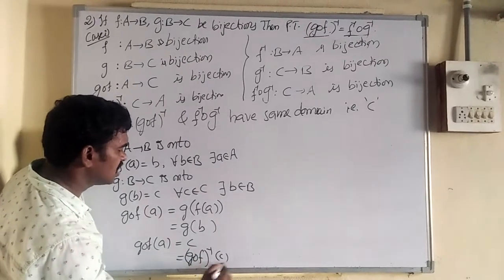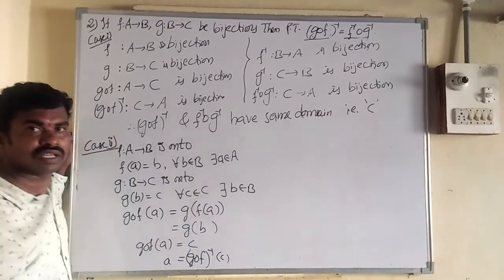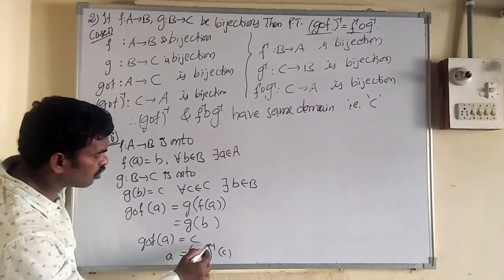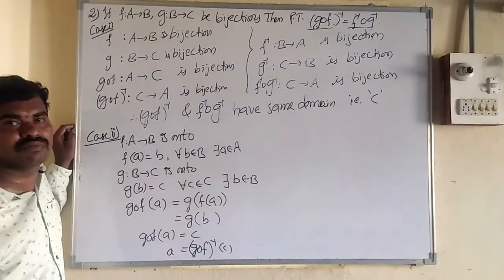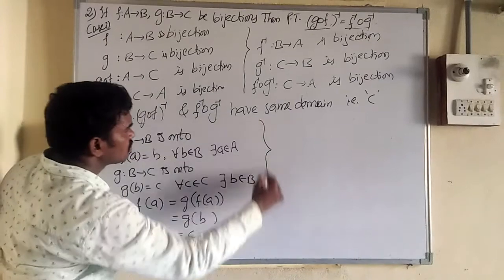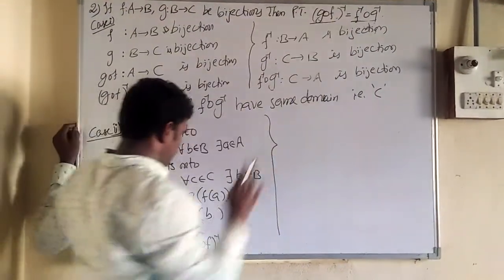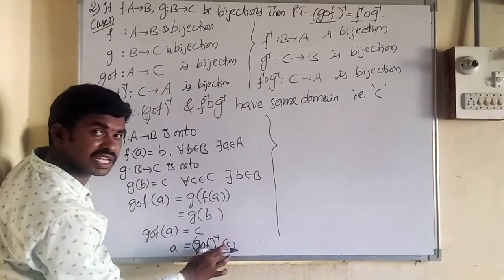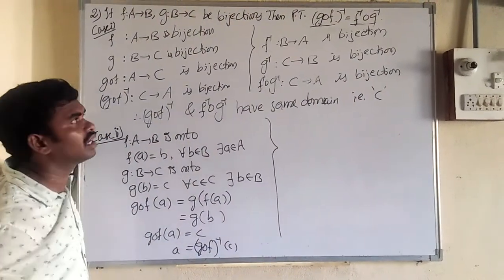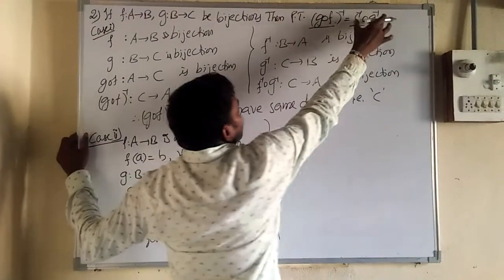See as it is. Here what is remaining? Some A. So finally, G circle F whole inverse of C equal to what did we get? Some small a. This is over. So G circle F whole inverse of C is equal to small a. Next, simplifying this F inverse circle G inverse.